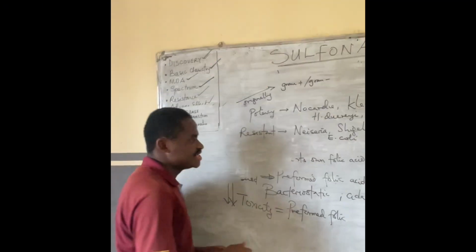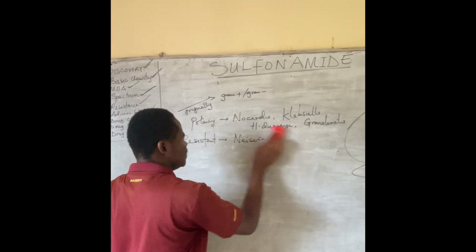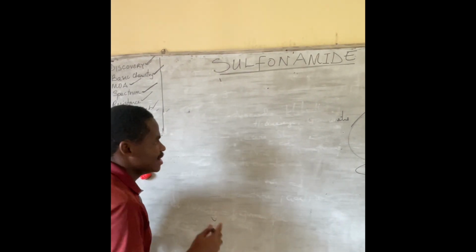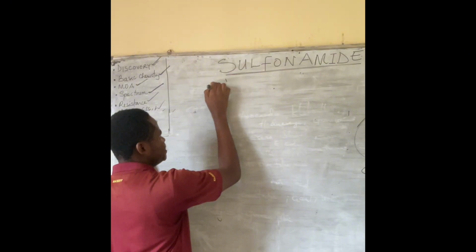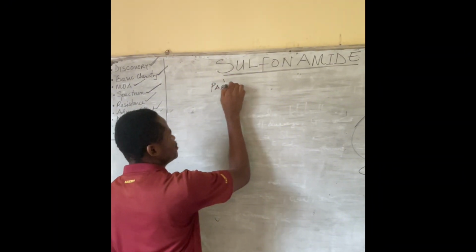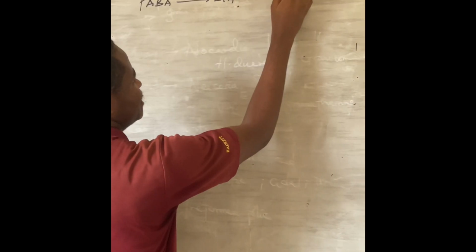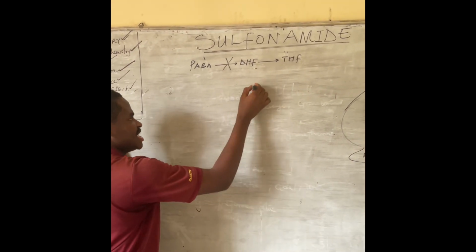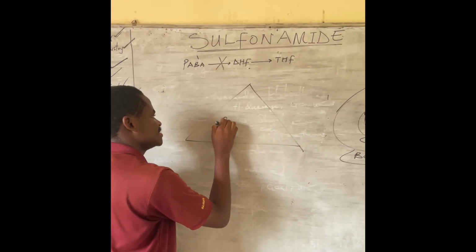Now, how about resistance nowadays? What happens for the resistance? For resistance to sulfonamide, what have these bacteria got to do? Now, I write that pathway again, where we say PABA to DHF, and then DHF to THF. And it is this step that sulfonamide inhibits. So what has happened to resistance? How have we developed resistance?